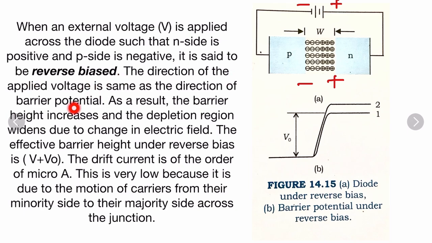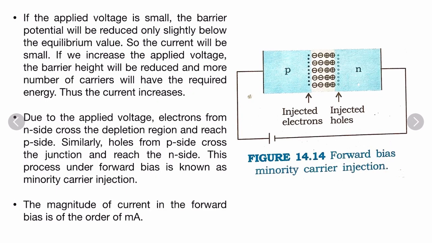The direction of the applied voltage is the same as the direction of the barrier potential. As already shown, both are in the same direction, barrier potential and applied voltage, plus plus and minus minus. As a result, the barrier height increases and the depletion region widens due to change in electric field. Previously I showed you the forward bias.